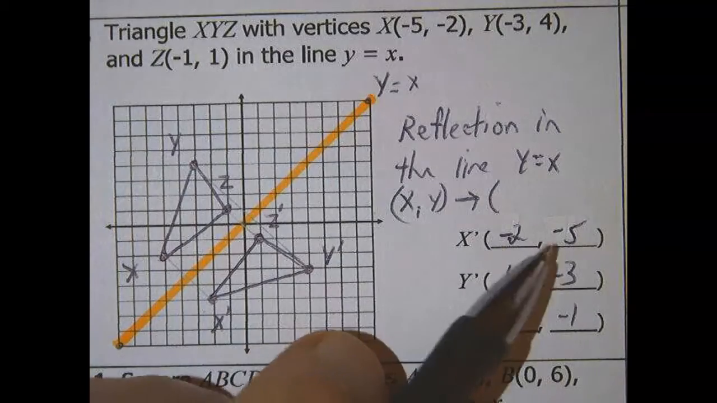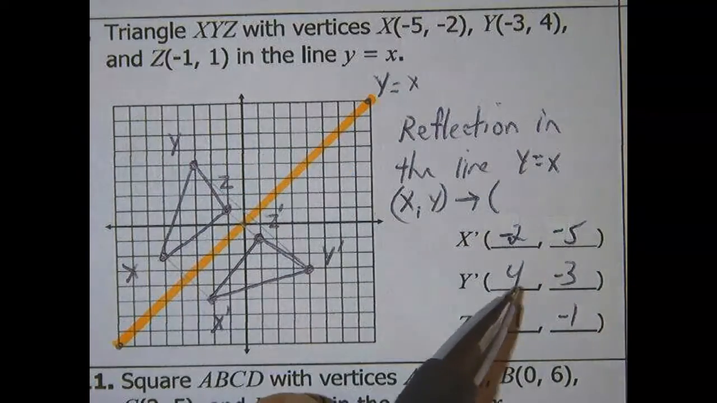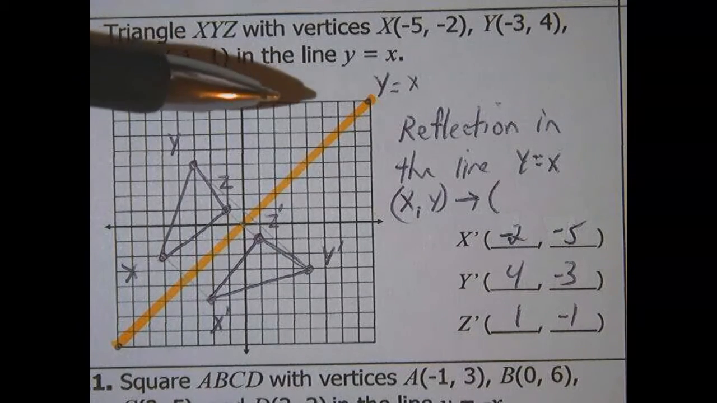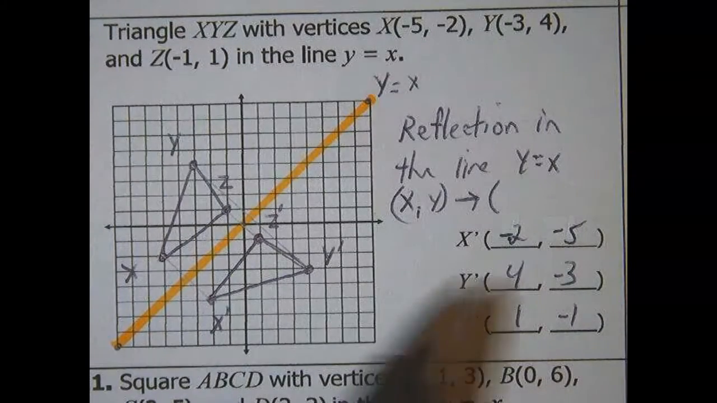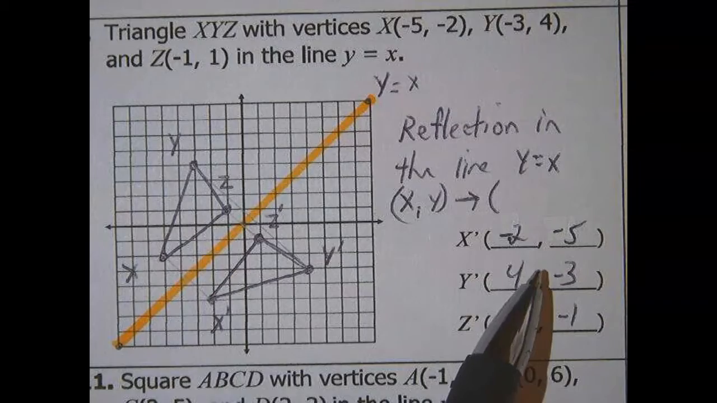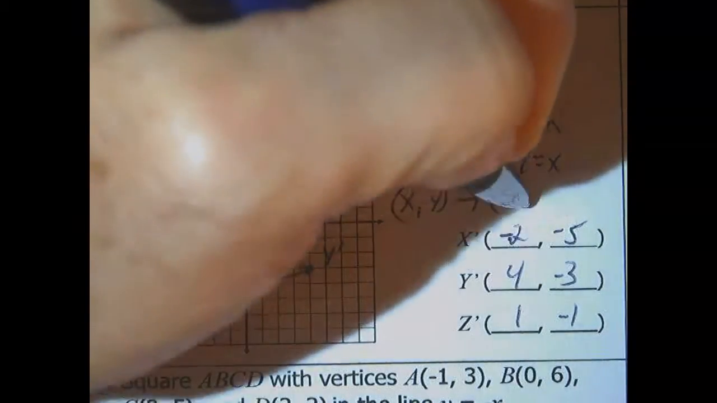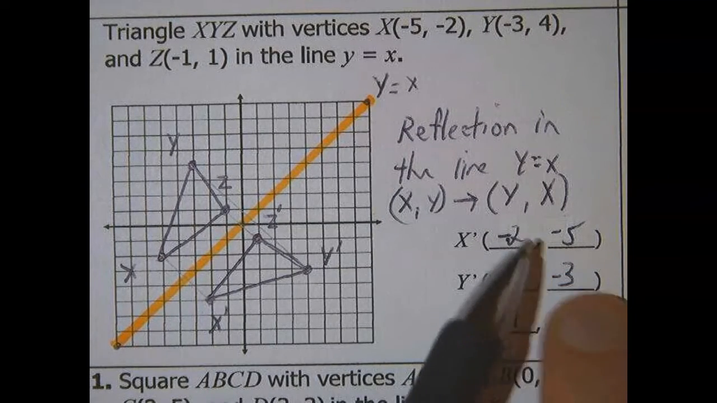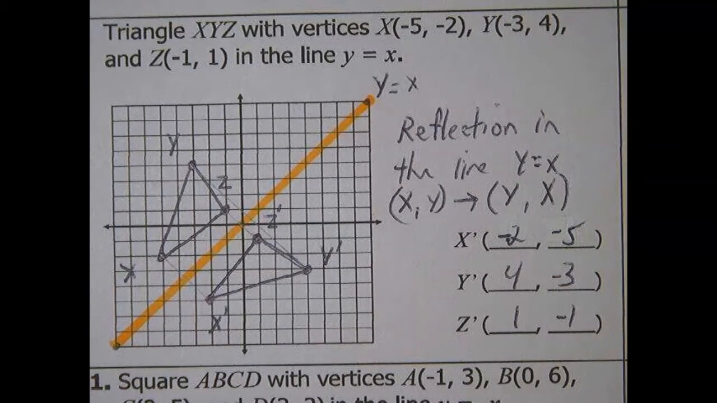Okay, look at it. Negative 5, negative 2, negative 2, negative 5. Negative 3, 4, 4, negative 3. The signs didn't change, right? What was negative remained negative. So this is different from the other reflections. The only thing that changed is that they moved to the other side. The x's turn into y's, and the y's turn into x's. So if you have an xy, you're just going to switch the coordinates, and that's how you're going to get your reflection over the line y equals x.